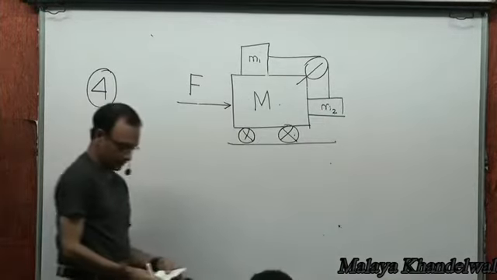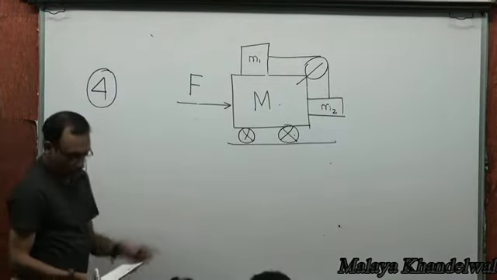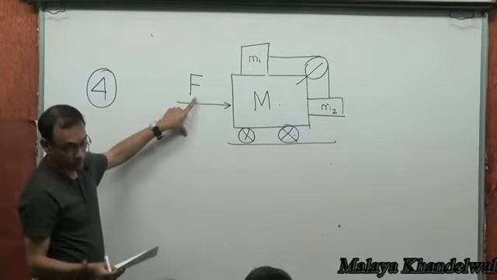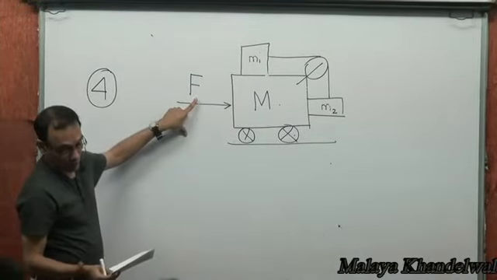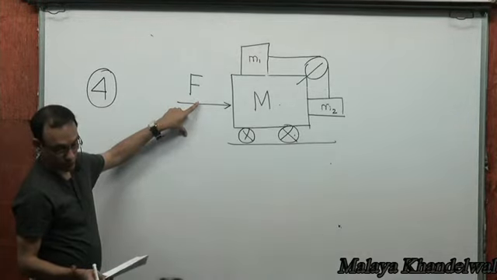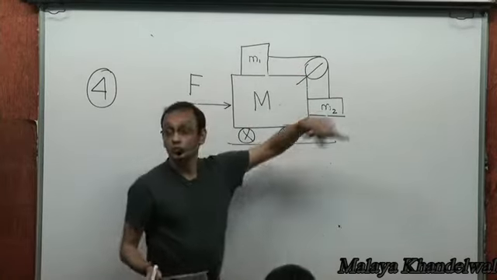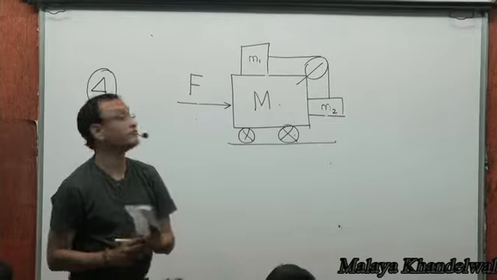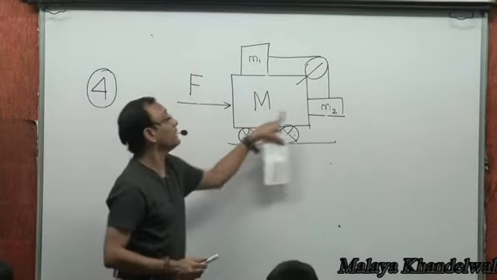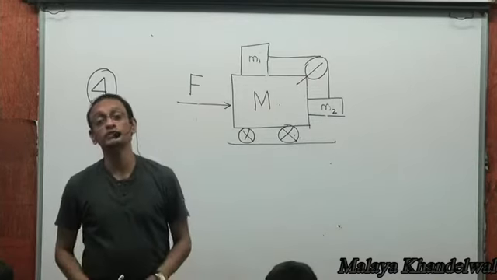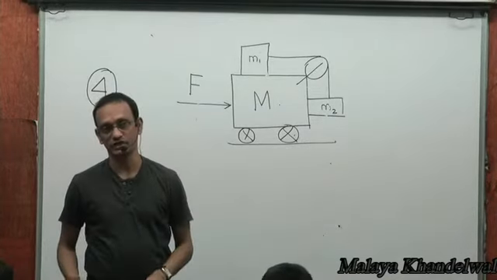Now, we want to find the value of F so that the blocks remain stationary with respect to the cart. The two blocks remain stationary with respect to the cart. There is no relative motion between M1 and capital M, and M2 and capital M. There is no relative motion. We want to be able to find the value of F commensurate.